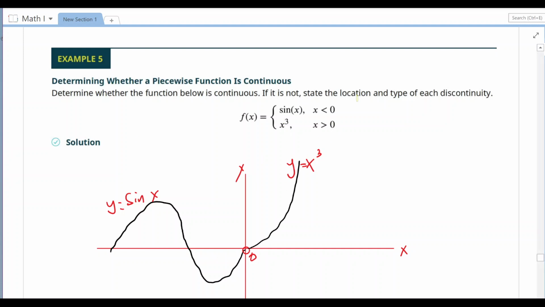So you can see here there is a discontinuity at x equals 0 as shown in this diagram and also as defined in these two domains. So the type of discontinuity in this case is a removable discontinuity.